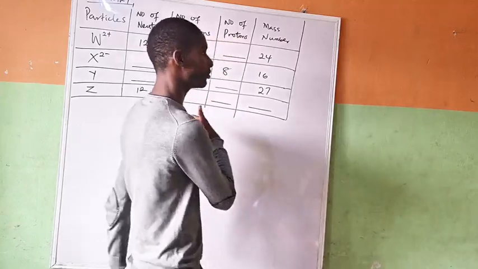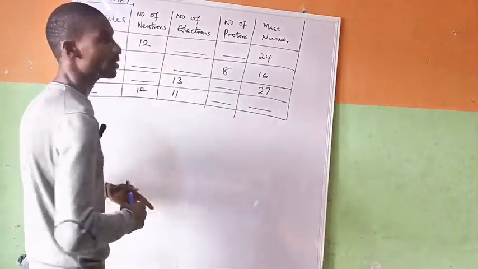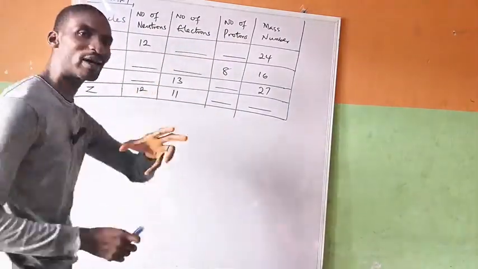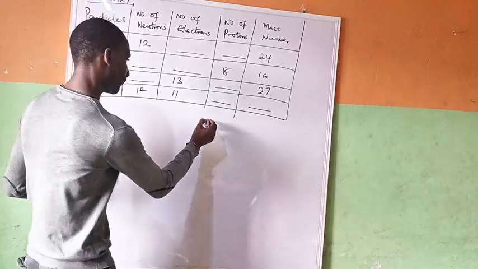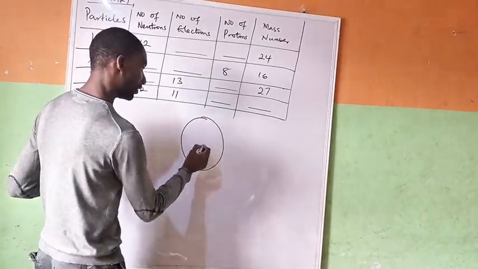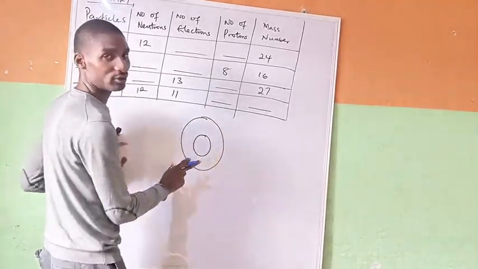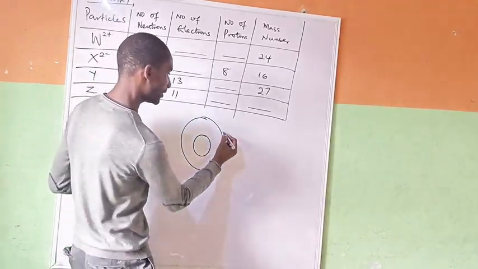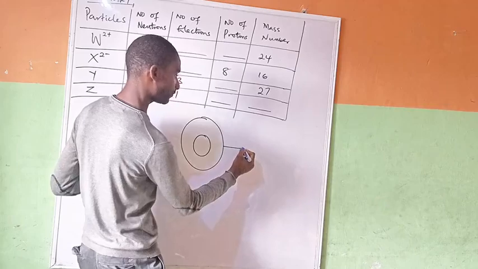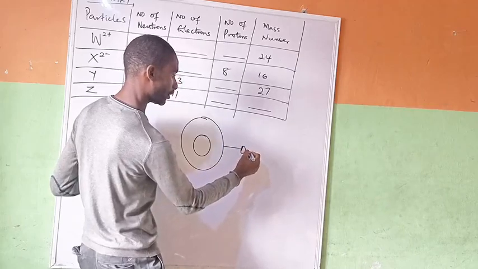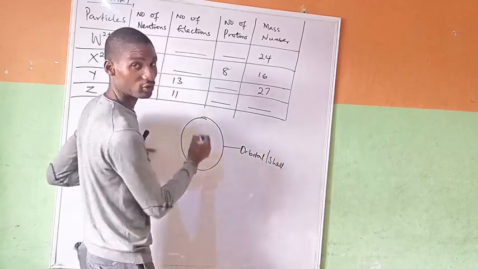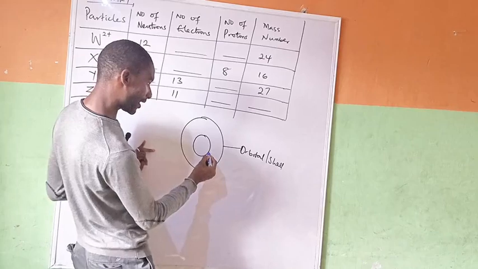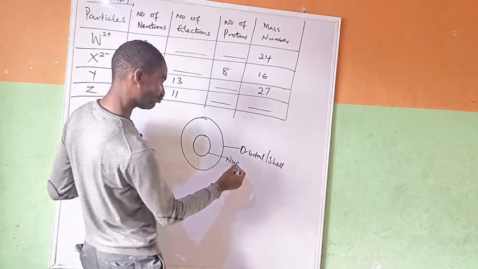Now, come with me. Let's look at the topic or the question on the board on atomic structure. Number one, it's important to understand that an atom is made up of particles. This is how the atomic structure looks like. This outer part is called the orbital or the shell, and that is where electrons are found. This inside is called the nucleus.